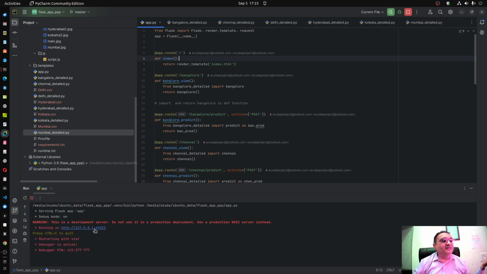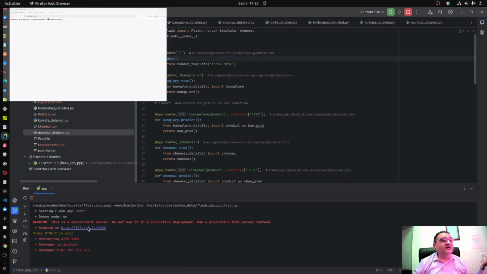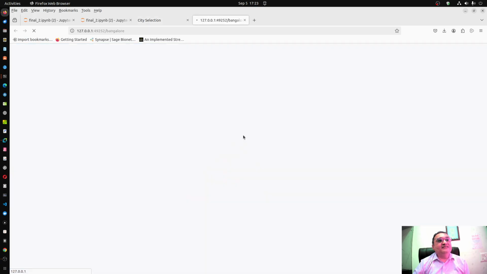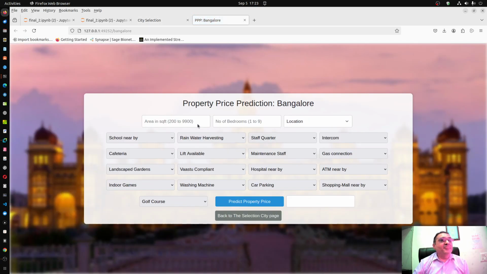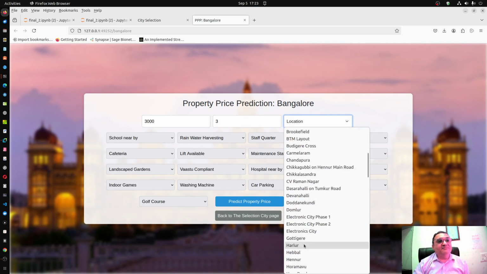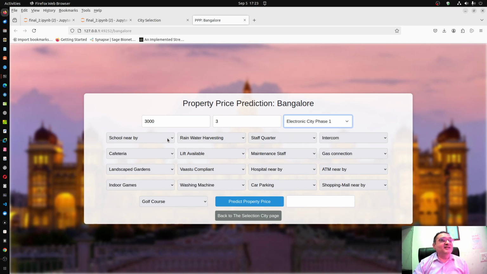The app is running on this port, and I click here. This is the welcome to housing price prediction page. First, the user selects the city. Let us say he selects Bangalore. Now he enters what area he requires. Maybe say 3,000 square foot. How many bedrooms are required? Maybe three. Which location in Bangalore? I am just writing randomly, say Electronics City.